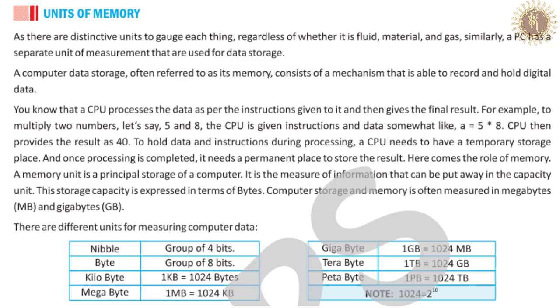To hold data and commands during processing, a CPU needs to have a temporary storage location. And once processing is completed, it needs a permanent place to store the result. Here comes the role of memory. A memory unit is a basic storage of a computer. It is the amount of data that can be stored in the storage unit. This storage capacity is expressed in terms of bytes. Computer storage and memory is often measured in megabytes (MB) and gigabytes (GB). There are different units for measuring computer data.